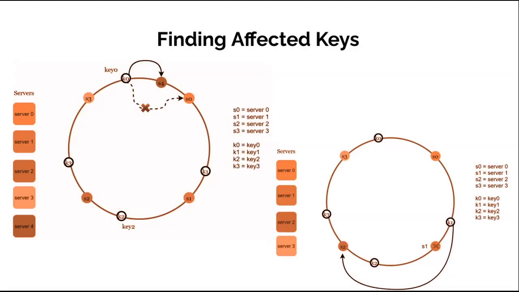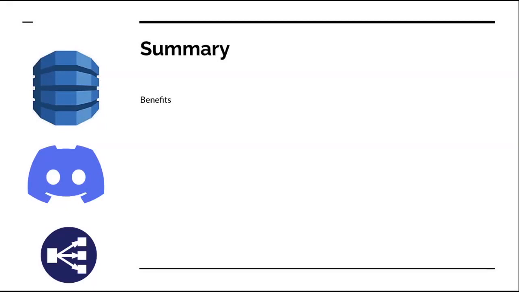So that is pretty much the way of finding the affected keys and redistributing them to their new servers. Now we will be summarizing consistent hashing, starting with the benefits. The first benefit is that consistent hashing redistributes minimal keys when servers are added or removed. Contrary to the rehashing technique, in consistent hashing we only remap the keys for the newly added server or the removed server. We only redistribute those keys, instead of the case of rehashing where we redistribute all the keys. So one benefit is that.